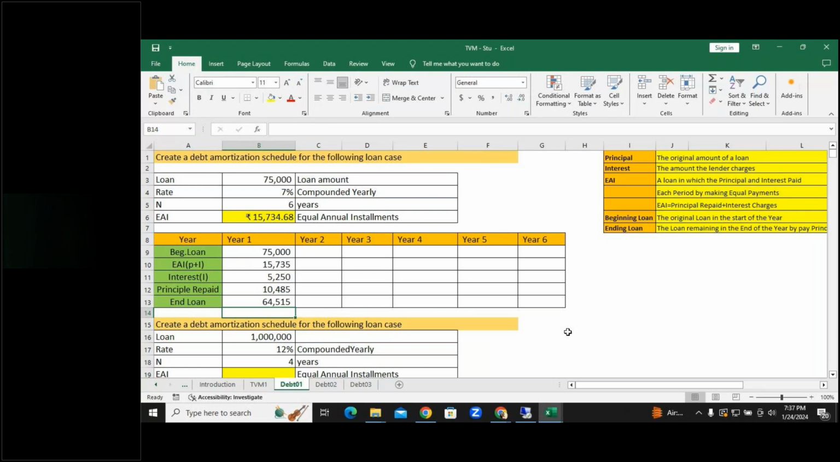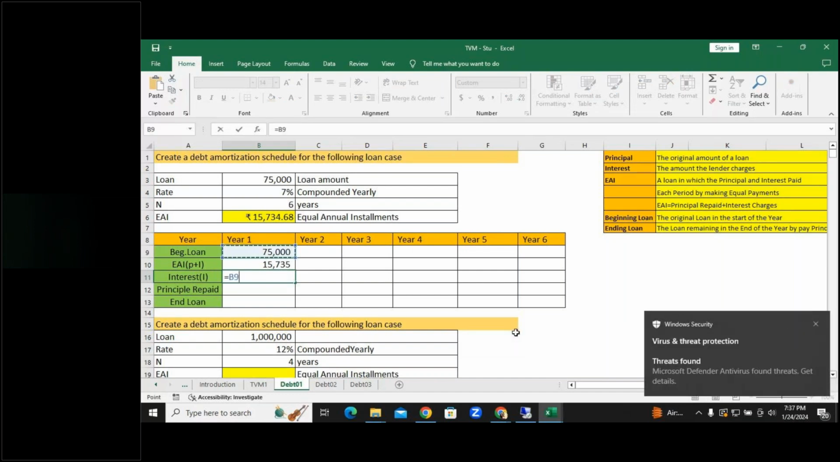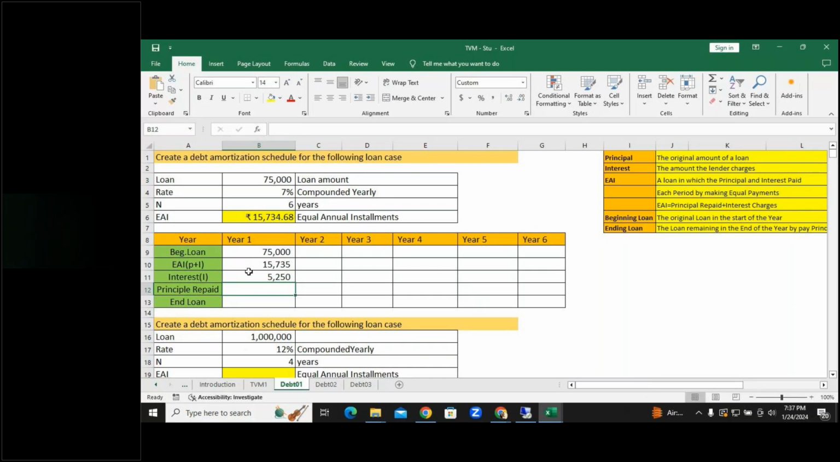Ma'am, can you please show once again? So first, the beginning of the loan is 75,000, equals, I'll just select the cell. Then EAI, I will take this value, enter. Then interest equals 75,000 into 7%, enter. That is 5,250, the interest I am going to pay for 75,000. Principal repaid equals EAI minus interest amount. This is my principal repaid, what I have paid back.